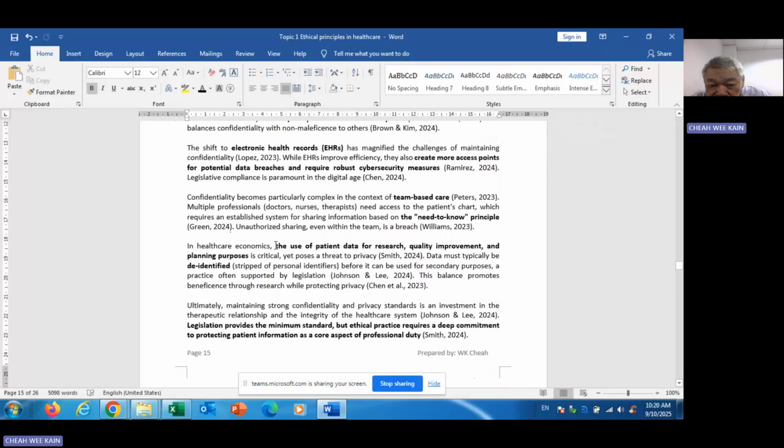Now, the use of patient data for research, quality improvement, and planning purposes is critical in the economic sense, yet there's a threat to privacy. So, if you are using data of your current patients for research and quality improvement, you must first de-identify it, take out the names.